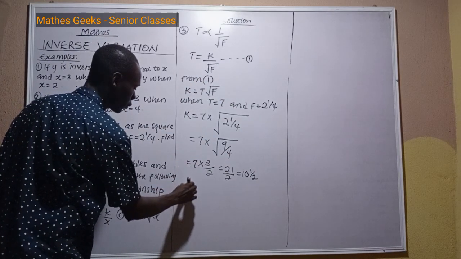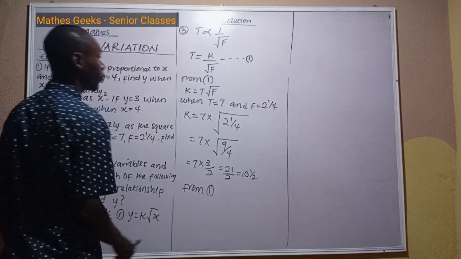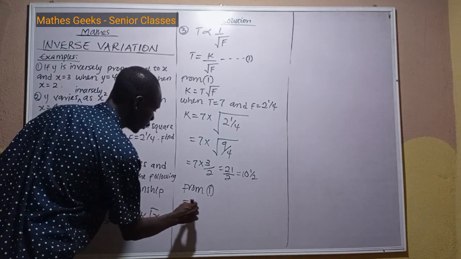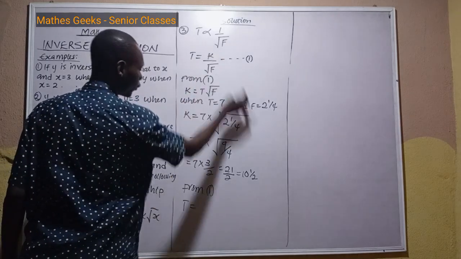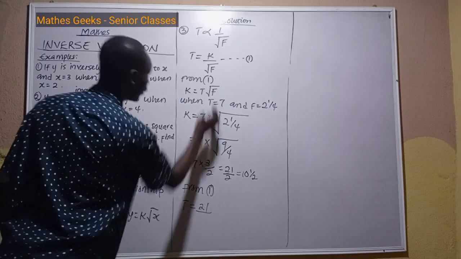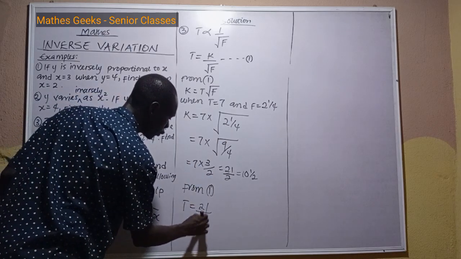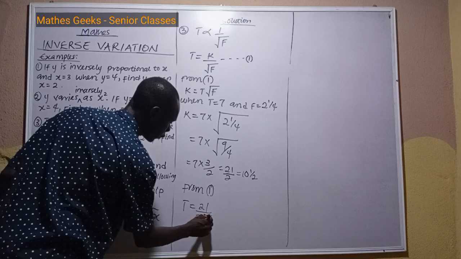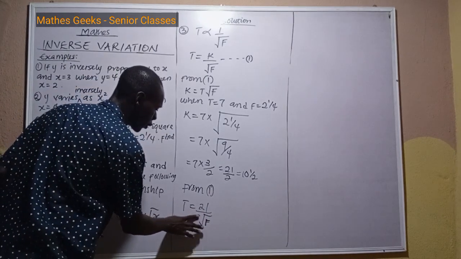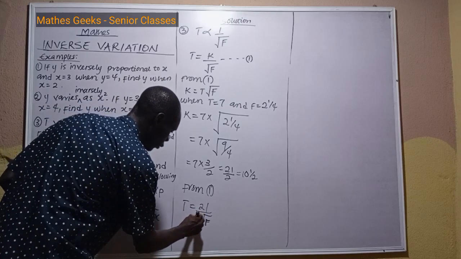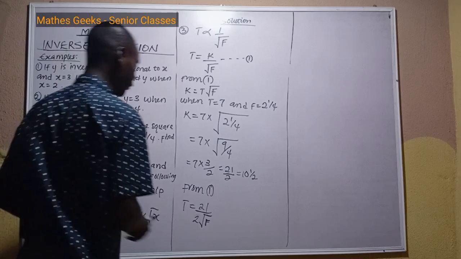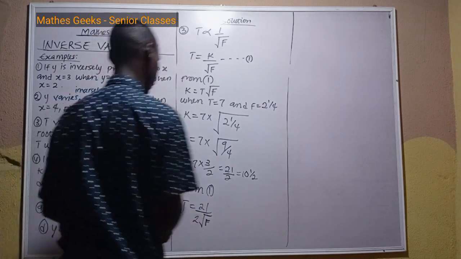So from 1, to get the formula connecting t and root f, I'm going to say t is equal to, in place of k, we put our value 21 over 2. So the numerator is 21, the denominator is 2 root f. This is not second root of f, this is 2 root f. So that's the formula connecting t and root f.